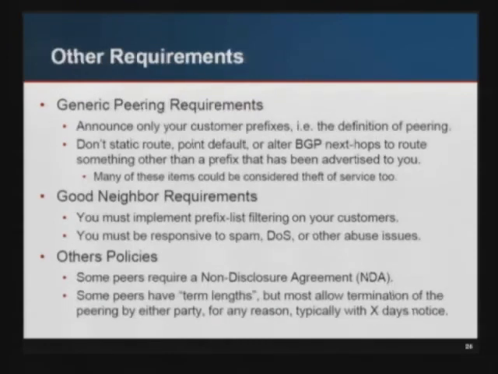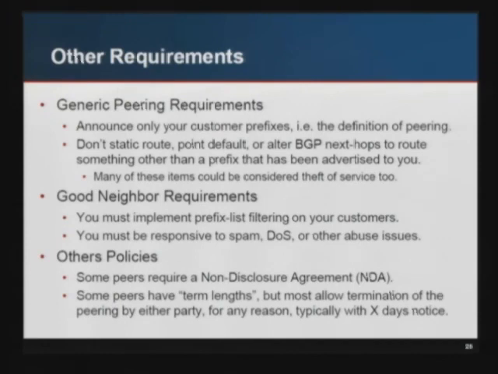There's your generic peering requirements, which is announce only your customer prefixes. That's the basic definition of peering, but you'll see that in peering requirements. That's just don't do anything stupid. Don't point static routes, don't point defaults, don't alter BGP next hops. This really gets into the territory of theft of service at that point. You're no longer using the routes that the other party is sending you. You're now nailing up other routes and using them for transit and not paying them. So they start to have problems with that, obviously.